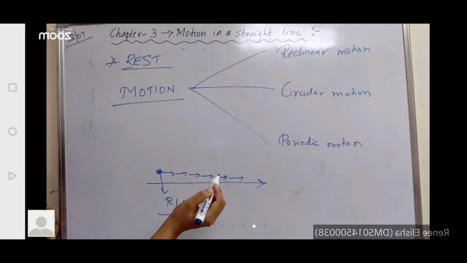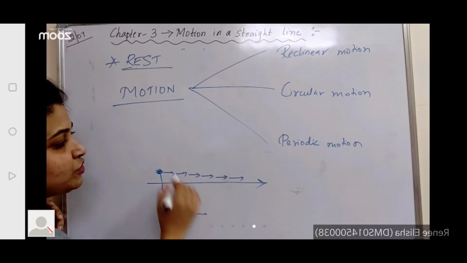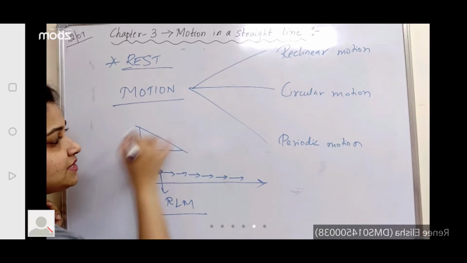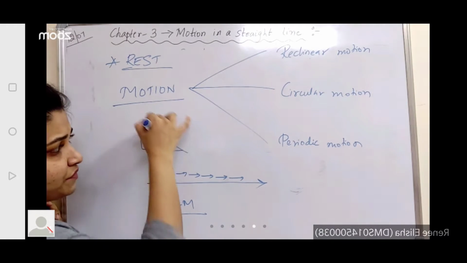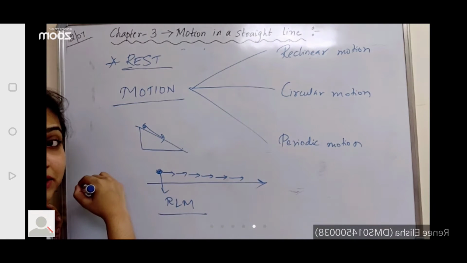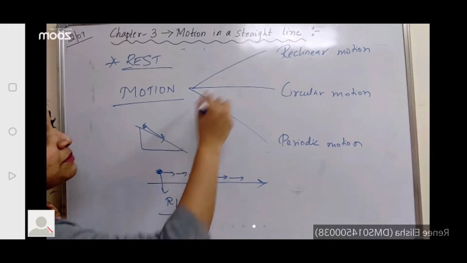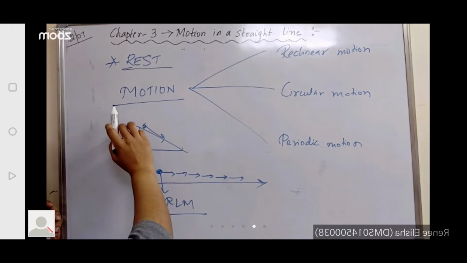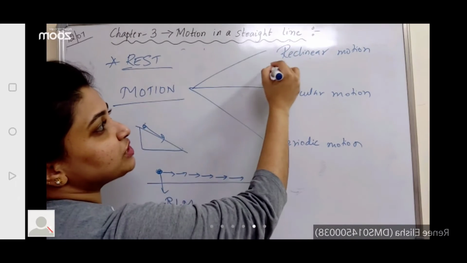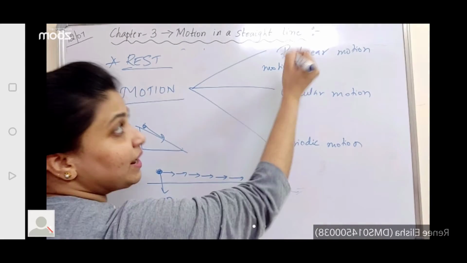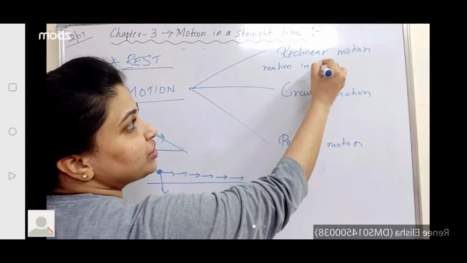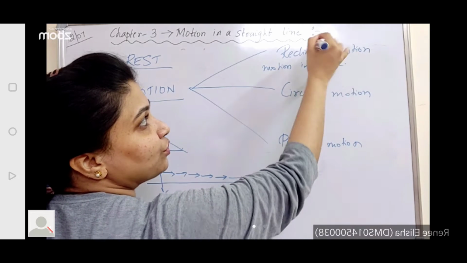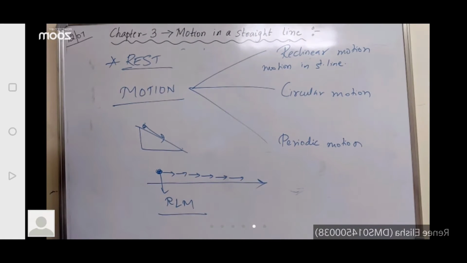An example is the motion of a sliding body on an inclined plane. So if this is an inclined plane like this, and this body is moving, it's moving in a straight line. So which kind of motion does it exhibit? It exhibits a rectilinear motion. Alright, so rectilinear motion is nothing but motion of a particle or object in a straight line.